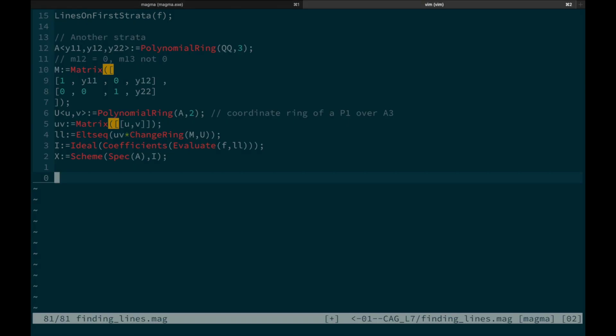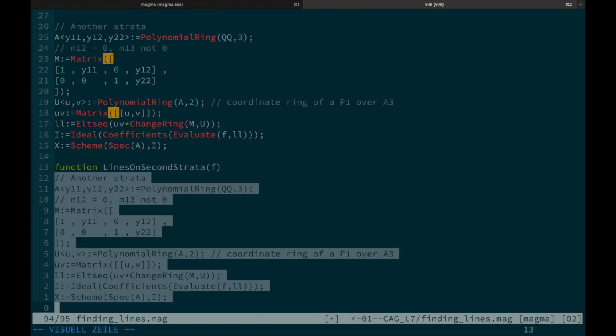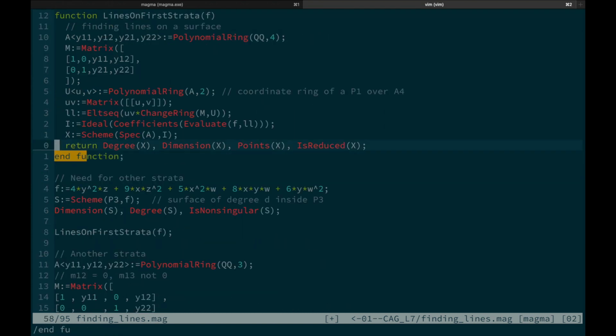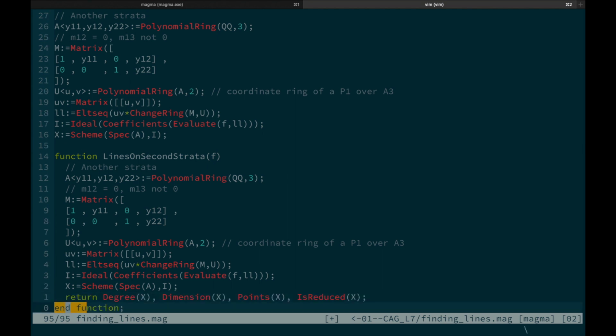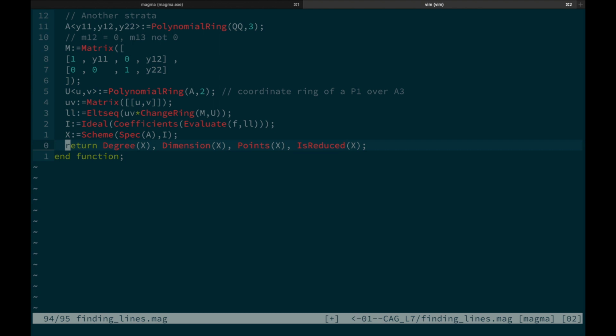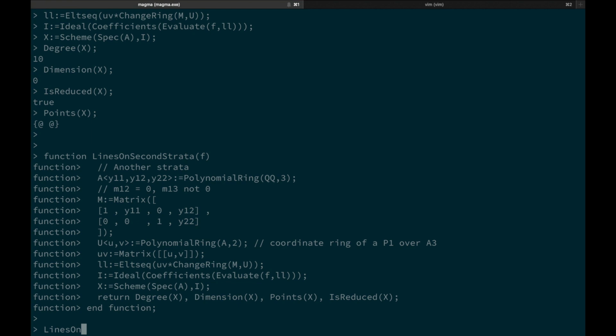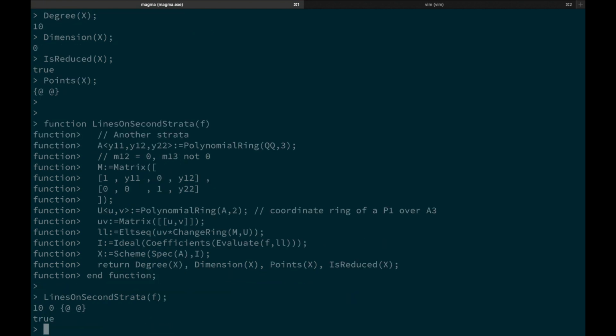It makes sense to create another function. Let's call it lines on second strata. Again, it takes F. And everything else, I will copy this paragraph. And now I want to return the dimension, degree, etc. of X. I will just borrow this from the function above. Okay, so it will tell me the degree, dimension, rational points, and whether or not X is reduced. Let's check lines on second strata. Okay, that sounds about right.